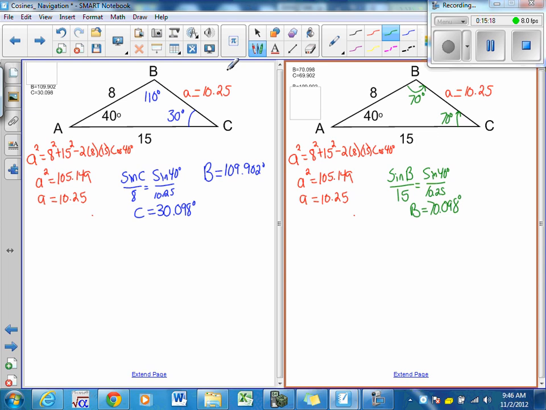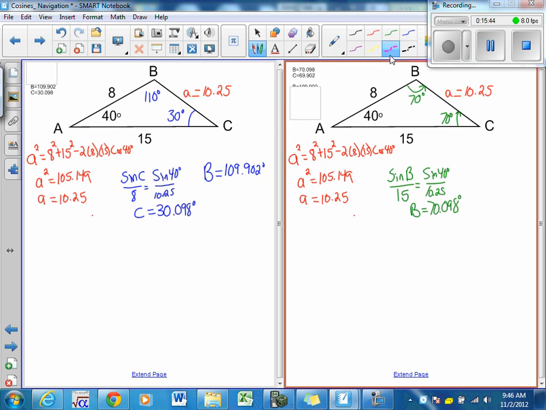So depending on which angle I do first, I could either get the blue to the left, or I could get the green to the right. That doesn't make sense. I shouldn't be able to get two answers when I'm doing the same problem based on the order that I do it. So one of these is wrong. How do we know which one's wrong?